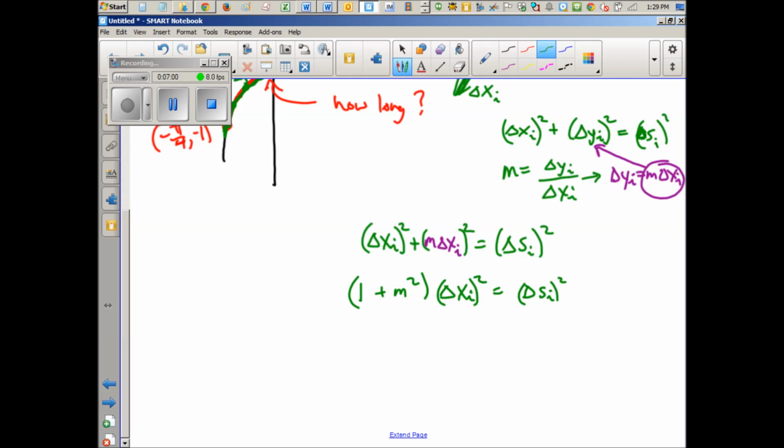And ultimately, I'm not really interested in delta s sub i squared. I'm interested in delta s sub i. I just wanted the change in length of the curve. I'm interested in this slanted segment, remember. That's my goal, is to add them all up. So I'm going to square root both sides now. Don't worry about plus and minus. And you get, here it is, delta s sub i equals the square root of 1 plus m squared times delta x sub i.